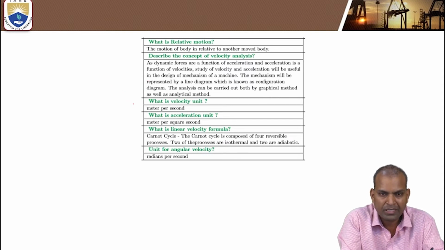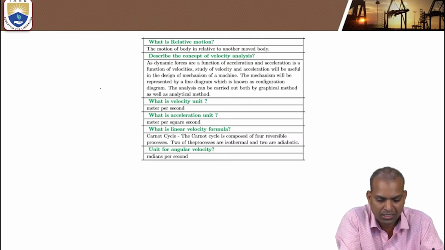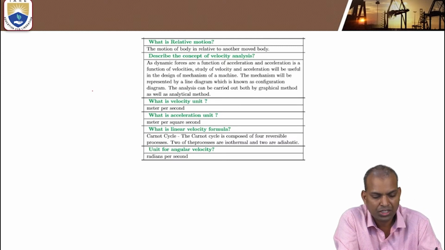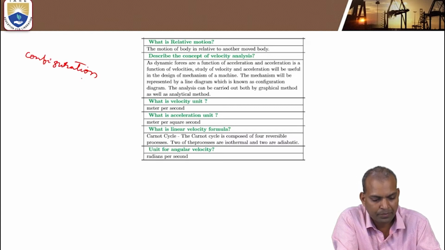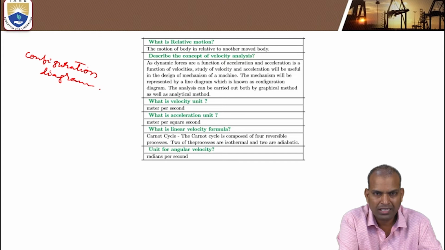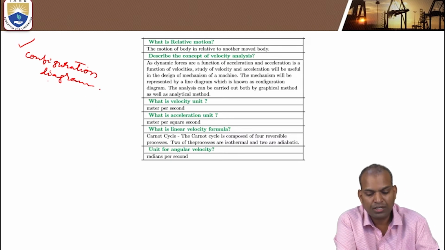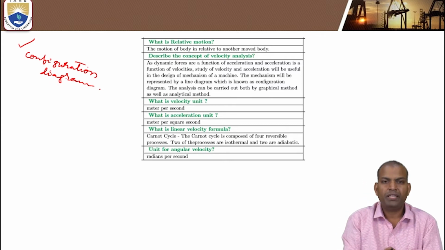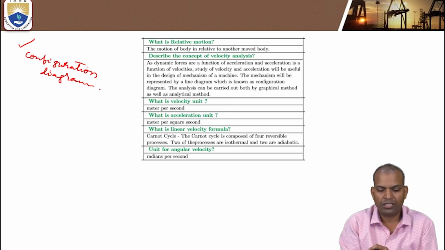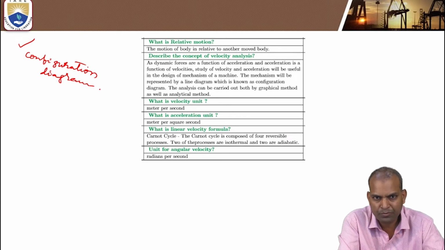The mechanism will be represented by a line diagram that is known as a kinematic diagram or configuration diagram. The complete mechanism will be represented in a diagram in order to do the velocity analysis or kinematic analysis. This analysis can be carried out both by the graphical method as well as the analytical method. The complete procedure comes under the category of velocity analysis.